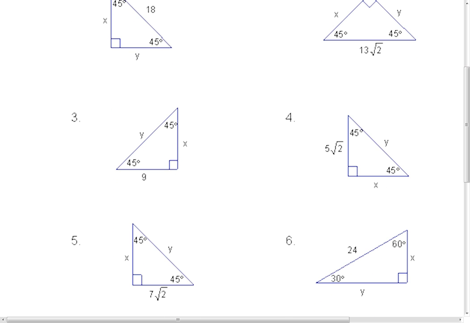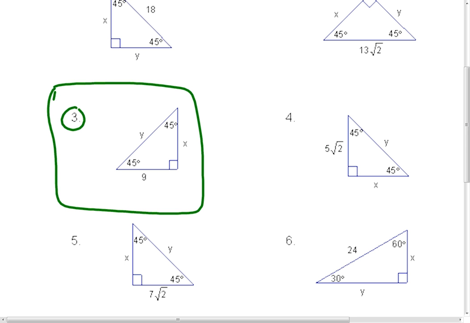And let's start with number 3. Write down the word easy. I'm calling this an easy problem because I'm seeing a whole number in the spot where I like to see a whole number. Tell me what x is in number 3. 9. If that's 9 and that's 9, what's my hypotenuse? Radical 2. That's the pattern. It matches up very nicely with the pattern.